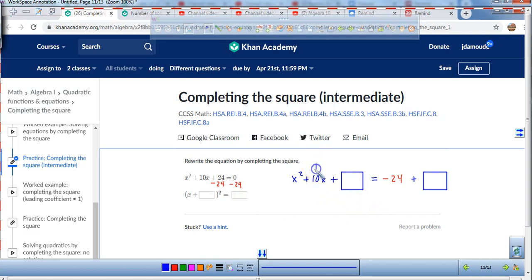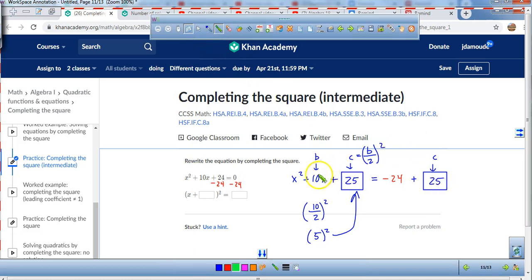Next thing I'm going to do is identify my b value. And then this is going to be my c value. And this is also going to be my c value. Just remember, c will always equal the b value divided by 2 squared. You take half this number and you square it. Well, what is half that number? Half that number is 5. And what is 10 divided by 2 squared, or also known as 5 squared? What's going to go right there? 25. What's going to go right here? 25.